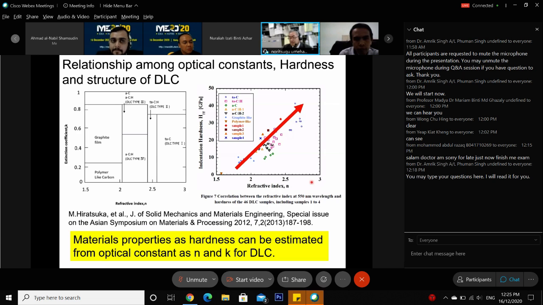Of course, normal hardness of a metal depends on some defects and dislocations. But in the case of carbon and pure material, maybe the hardness depends on the density. So that's why I think hardness has a good relationship to the reflective index, maybe. Okay. Yeah. So you mean that this relationship is only valid for the carbon coating, especially for the hard coating, right? Not for other material.